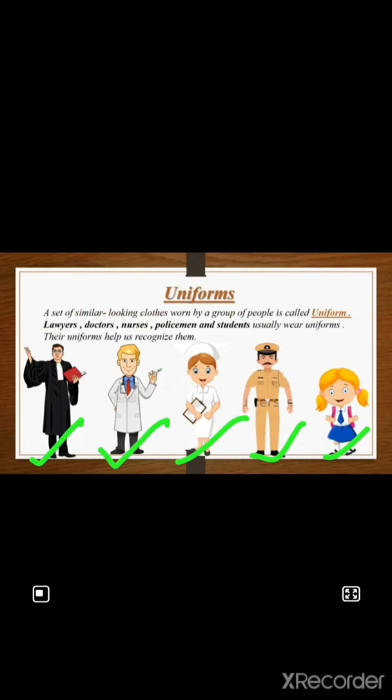Okay, now learn this term. If I ask you what is a uniform or what are uniforms, you can simply say that a set of similar looking clothes worn by a group of people is called a uniform. You can see the examples here: lawyers, doctors, nurses, policemen, and students. It also gives us the identification of a particular group or person. Right, children? Okay.